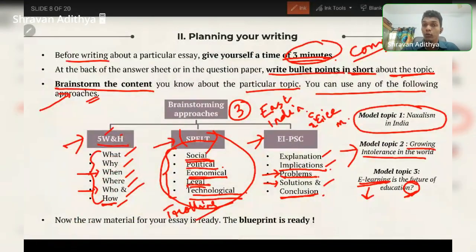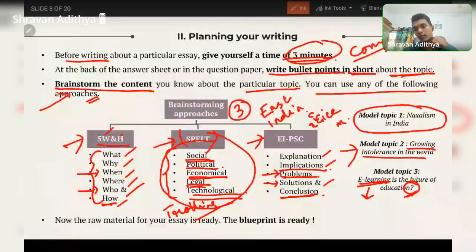So what do you feel? You feel, but you do not write it in first person or second person. You have to write, based on the above arguments, it can be concluded that e-learning is the future of education, and we have to take so-and-so steps to adopt e-learning and benefit in a better way. That kind of conclusion you can give.